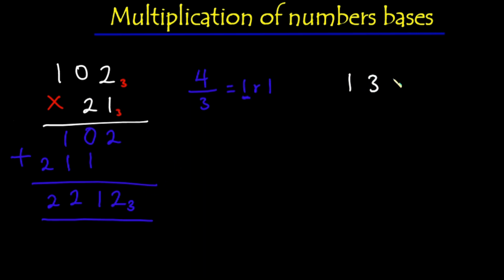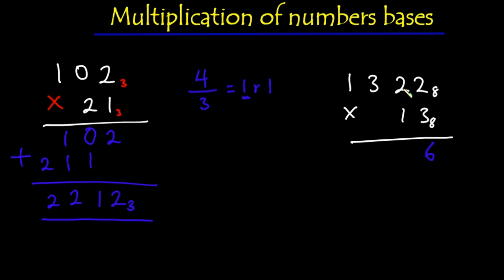We have 1, 3, 2, 2 in base 8 multiplied by 1, 3 in base 8. You can pause the video and try this first. Let me write the base well. Right, so let's start. First, we will pick this 3 and then multiply it across, right? So we have 3 times 2 is 6. Because the 6 is less than the base, we will write it here.